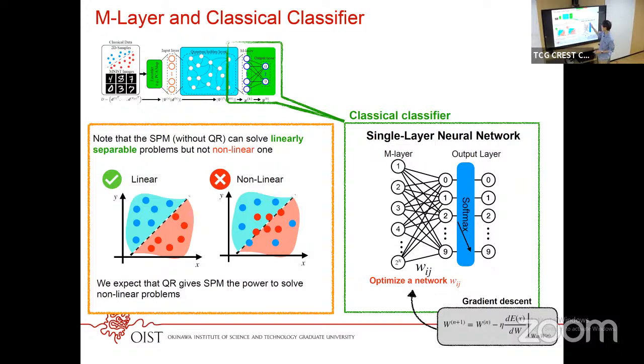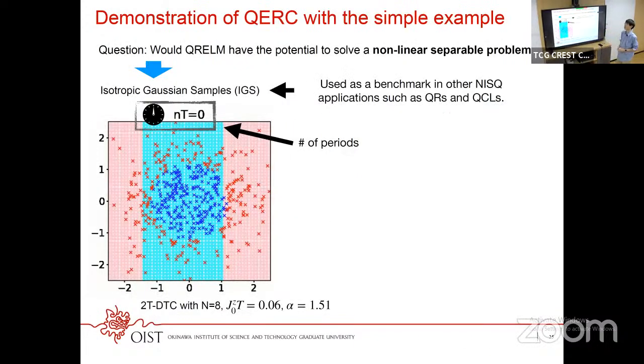So a single perceptron model cannot solve this type of problem because it cannot distinguish with a single line, right? We expect that the quantum reservoir gives the single perceptron model the power to solve the nonlinear problem. Now, let us check this point. This is a demonstration of QERC with a simple example. So we consider this type of task.